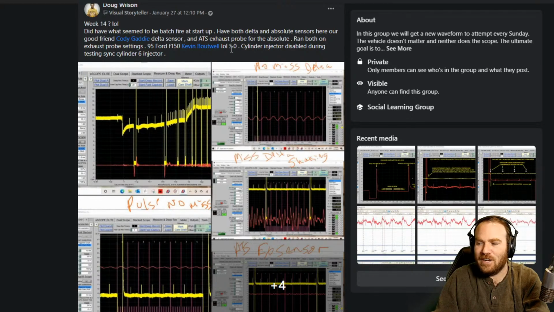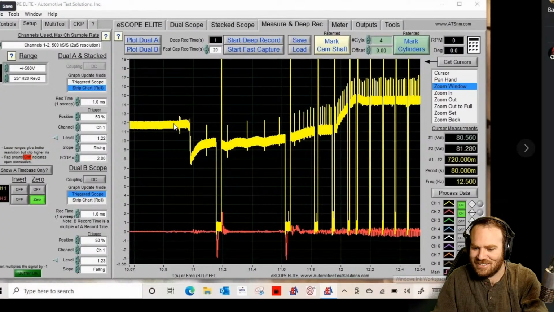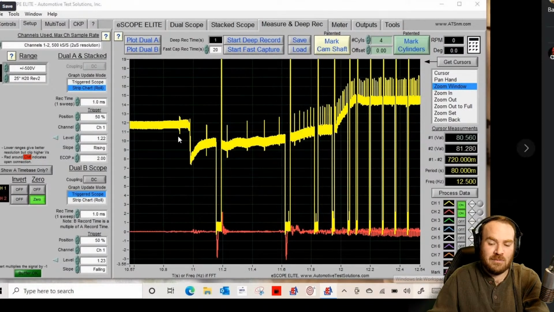Shout out to Kevin here. We got another 5-liter Ford. Cylinder injector disabled during the testing, and sync on cylinder number 6 injector. So lots of information. Hopefully I can retain it as we look through the images. And Bart confirms that KY Home Garage did it.